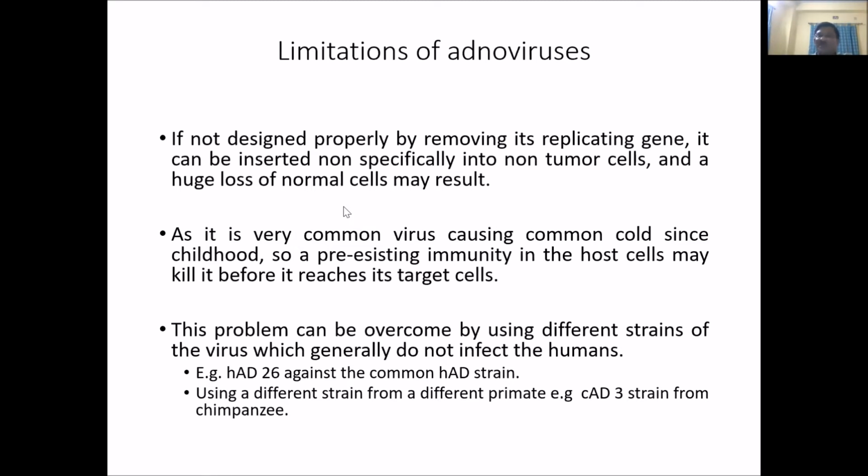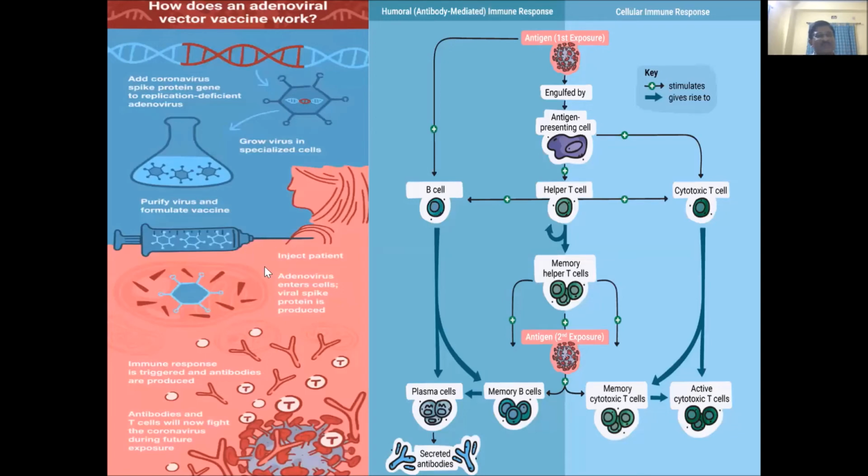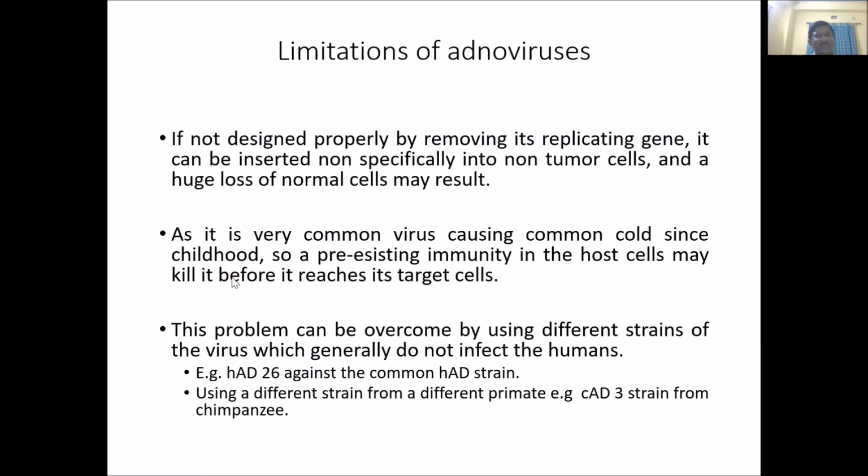And the more important thing is that we have been exposed to this adenovirus several times since our childhood, because it is a very common virus causing the common cold. And so a pre-existing immunity in the host may kill it before it reaches its target cell. So what happens if the adenovirus is killed in between, on its way before reaching the cell? This problem has to be overcome. Otherwise, how can you successfully give the coronavirus dose 1 and dose 2?